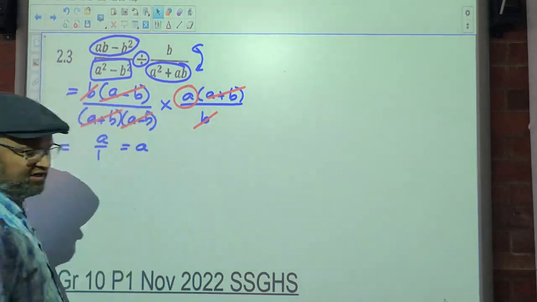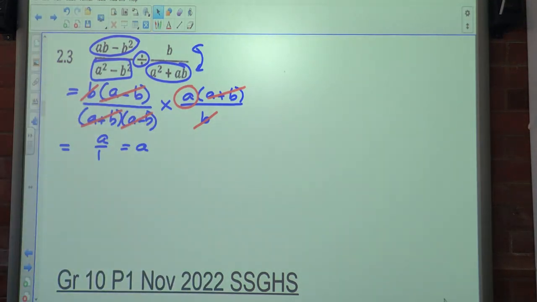Do I need to write it a over 1 there? Also, if that a was in the denominator, then I would have written it as 1 over a. Okay, and you couldn't just have left a on its own.